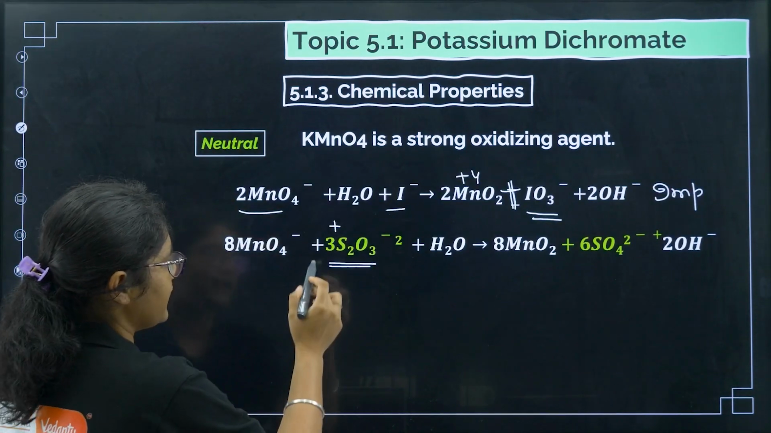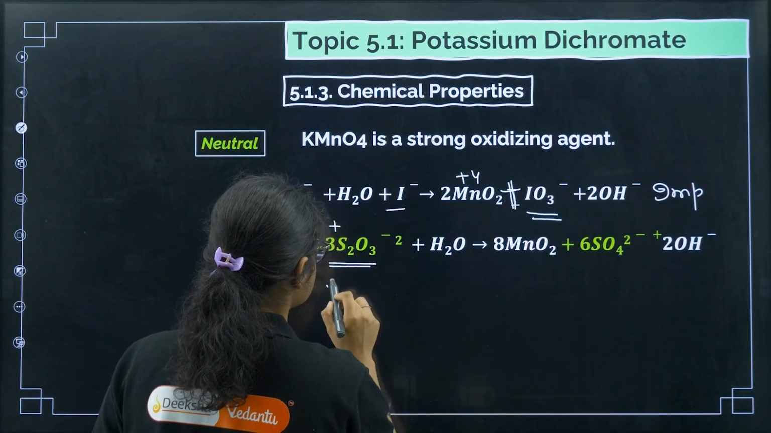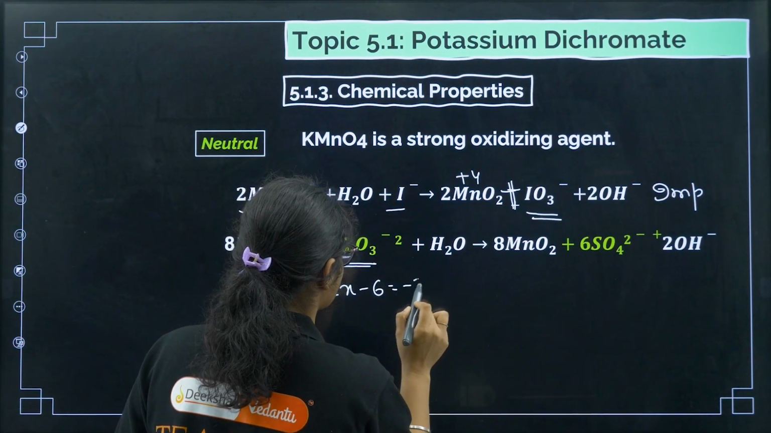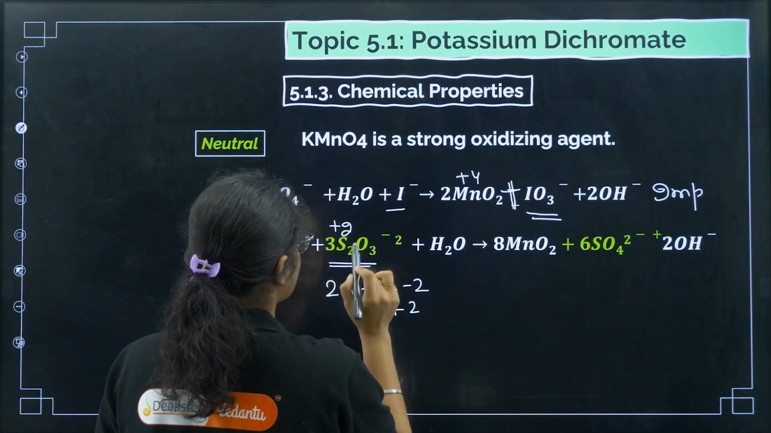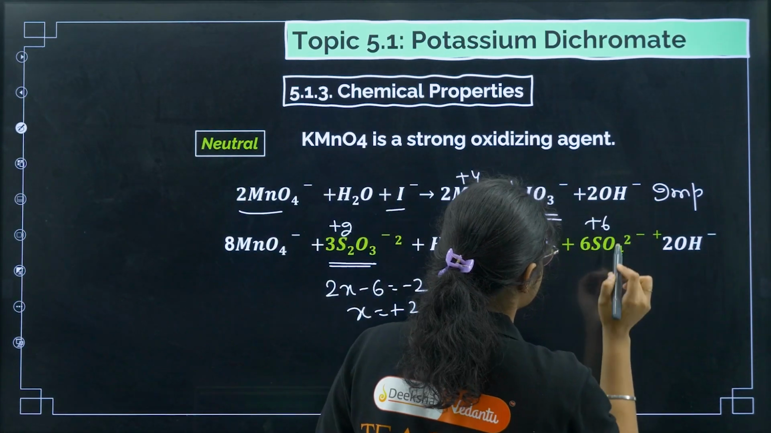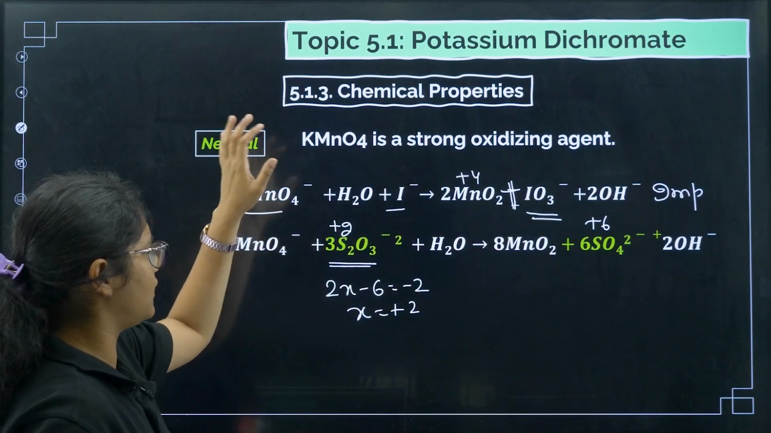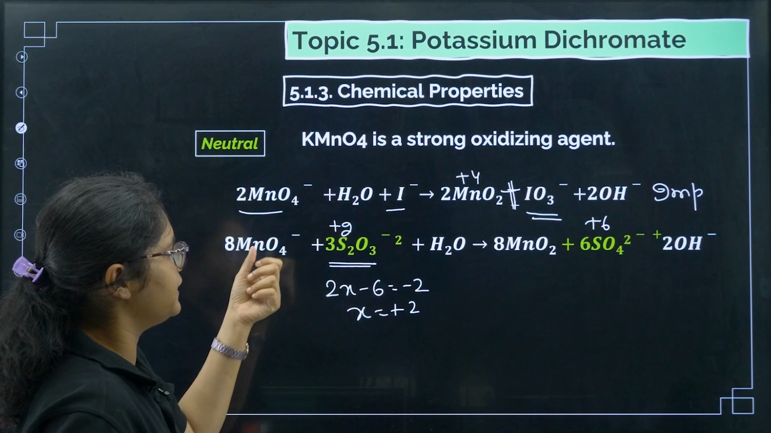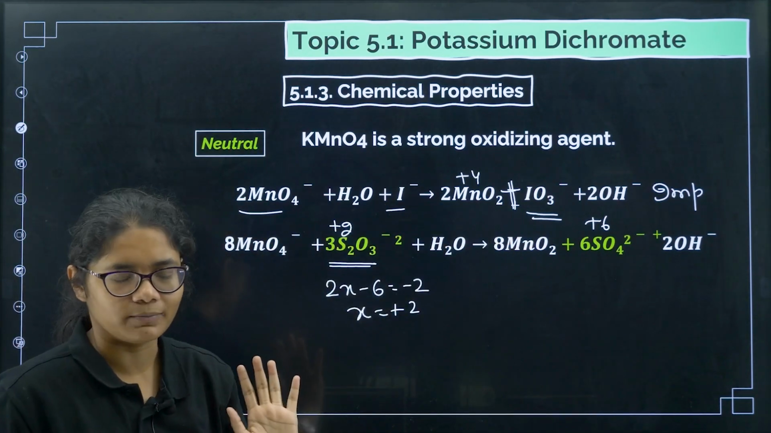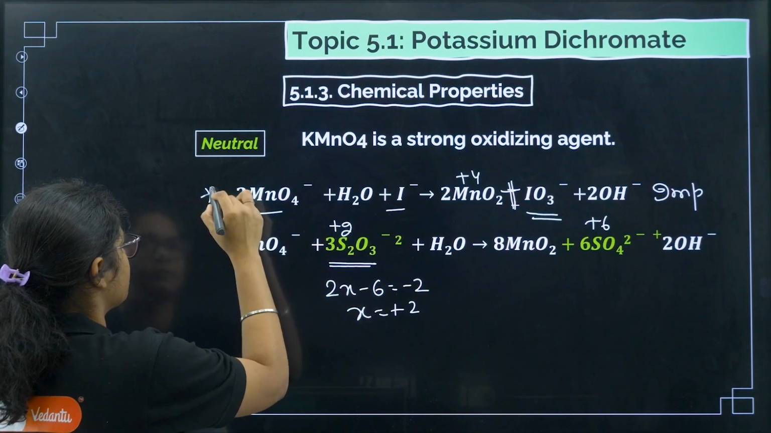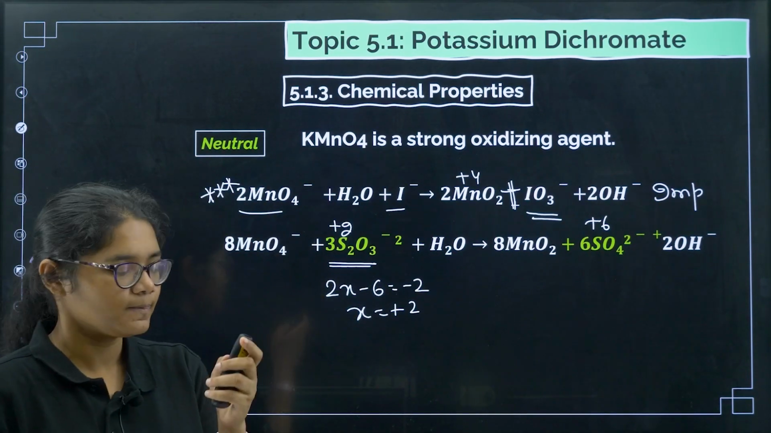Now if you see S2O3, what's the oxidation state here? 2x minus 6 is equal to -2, so x is equal to +2. So this one will get converted to +6, right? In the case of S2O3 2-, +2 will get converted to +6, S2O3 2- will get converted to SO4 2-. This one is important because questions have been asked from here many times. Please remember this one.